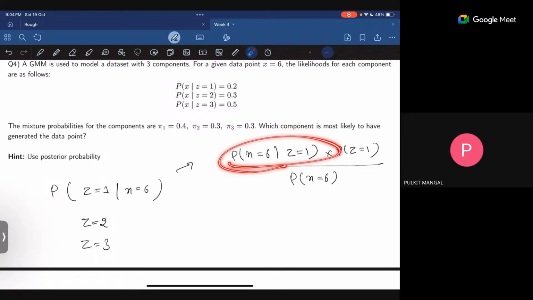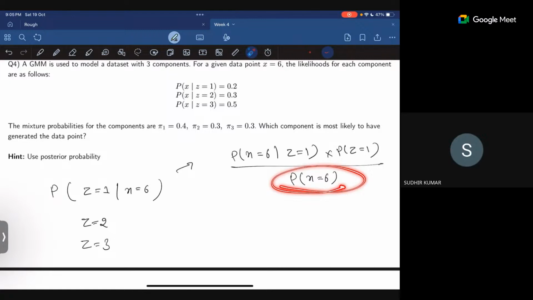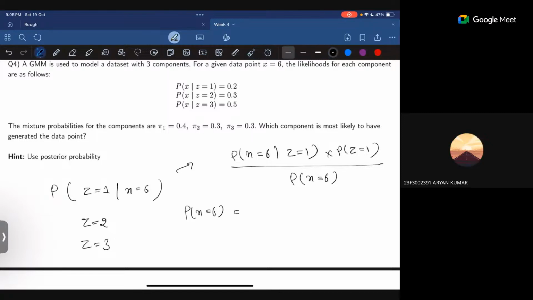Do you know this probability? Yes, sir, it's given. What about the other one, probability of z equal to 1? That is pi 1. Now, what about the denominator? It is the summation over all of them, that is z equal to 1, z equal to 2, z equal to 3, right? That is the total probability, the probability of x.